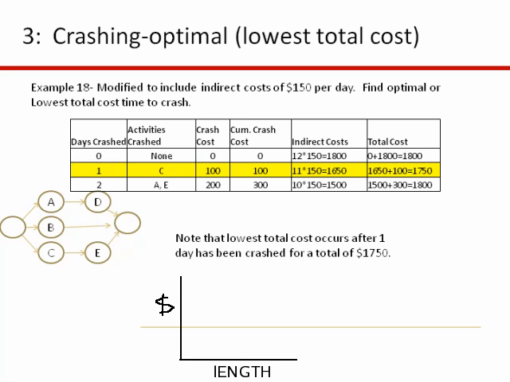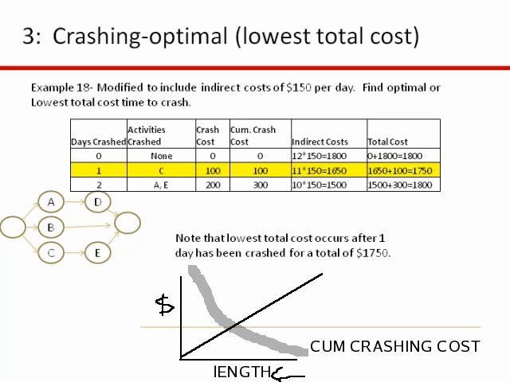All right, so as you can see here in this particular example, we have some indirect costs, or we have some costs that vary linearly with the length of the project. So the longer the project is, the more these indirect costs are going to be. Now, you can try to save money by shortening the length of the project, right? So if you shorten it, you're going to save indirect costs. But when you shorten it, now you're going to spend crashing costs. So this bottom line here is the cumulative crashing cost. And then this top one up here is the indirect cost.